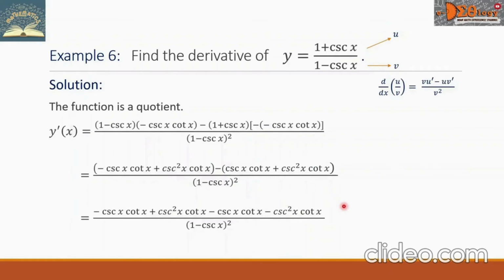Now simplifying further, let us combine like terms. Look at this positive cosecant square x cotangent x. There is negative cosecant square x cotangent x. When we combine, it becomes 0, or we cancel it out. The negative cosecant x cotangent x, there is also negative cosecant x cotangent x. So we can combine them. So finally, negative 2 cosecant x cotangent x all over the square of the quantity 1 minus cosecant x.